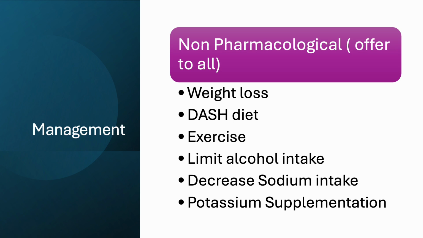Moving on to management, non-pharmacological management should be offered to all patients. You should advise weight loss in obese and overweight patients. It is said that approximately 1 kg reduction in body weight lowers the blood pressure by about 0.5 to 2 millimeters of mercury. You should offer the patient DASH diet, which is diet rich in fruits and vegetables, low in sweets and red meats and sweetened beverages. Exercise, both aerobic exercise and isometric resistance exercises, have been shown to lower blood pressure. You should limit alcohol intake and consume a diet low in sodium intake with potassium supplementation.